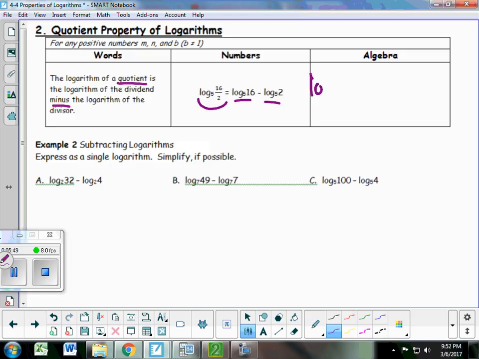So in algebra terms, that'd be log base b of m divided by n. And that's going to be broken up into log base b of m minus log base b of n. So we're subtracting.